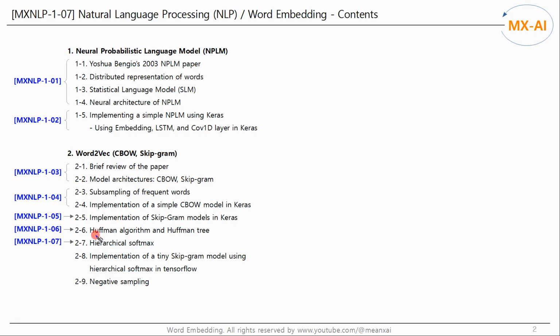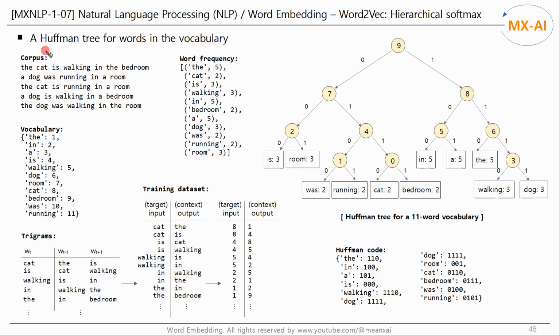In the last video, we looked at the Huffman algorithm and how to use it to create a Huffman tree. In this video, we'll explore how to train a skipgram model using hierarchical softmax based on a Huffman tree. Now let's look at a Huffman tree for the words in a vocabulary.